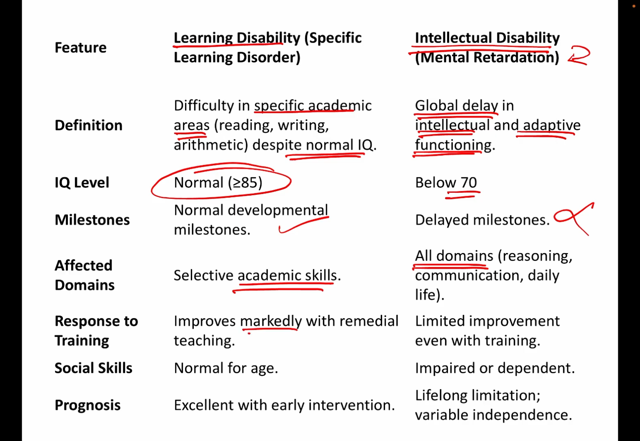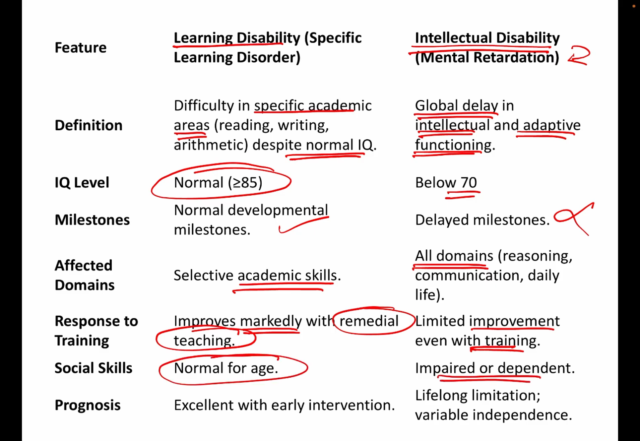Response to training improves markedly with remedial teaching, but there is limited improvement even with training. And the social skills are quite normal for age, whereas these are impaired or dependent. There is an excellent prognosis with early intervention, but a lifelong limitation and variable dependence in case of mental retardation.